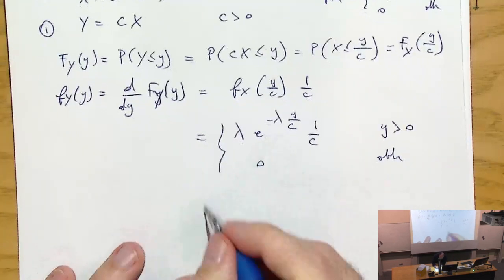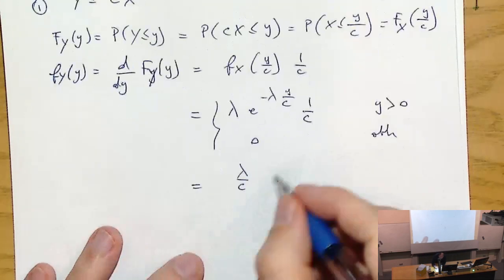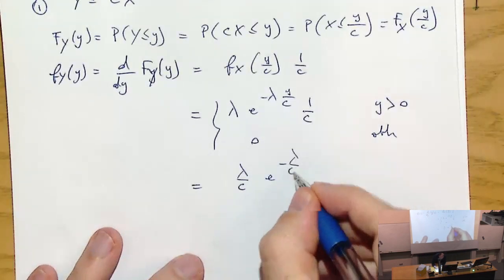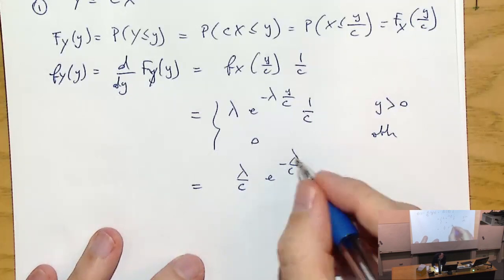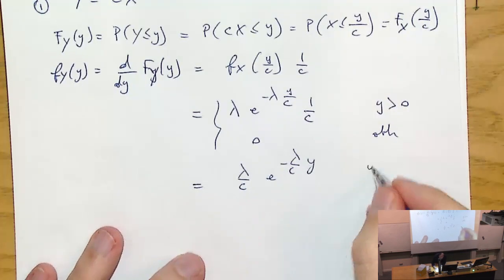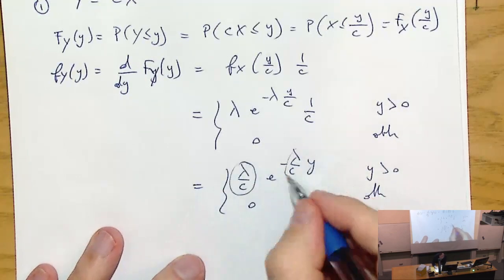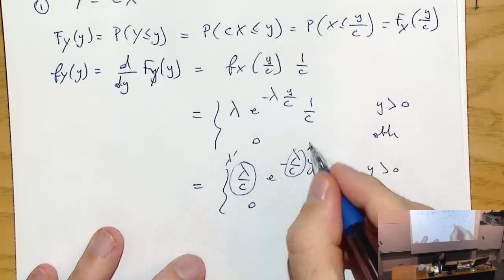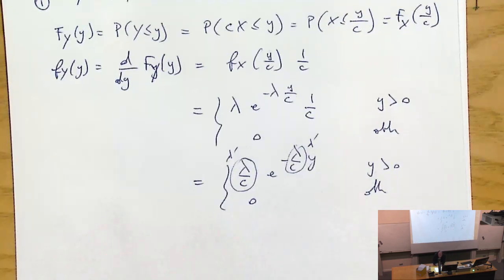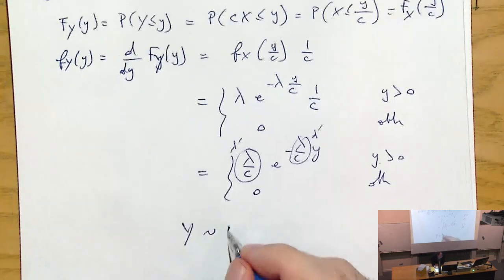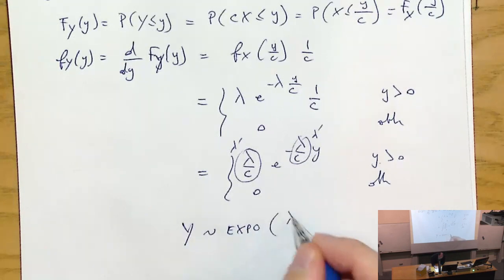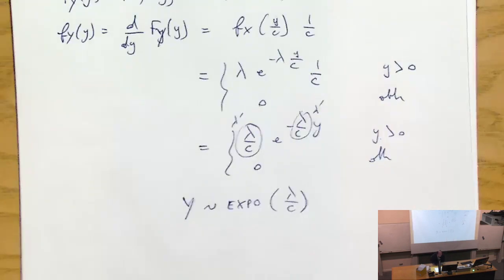Okay, so what you see here, if I write this differently, is lambda over c, exponential of minus lambda over c multiplied by y, for y positive, and otherwise it's 0. Right, so what you have here, if you like, this is a lambda prime. And so you know this new random variable y, what is the distribution? That's right. So this is still exponentially distributed, but now with a parameter not lambda, but lambda over c.